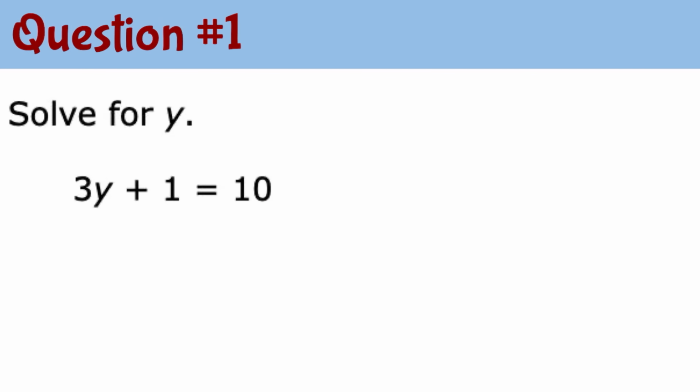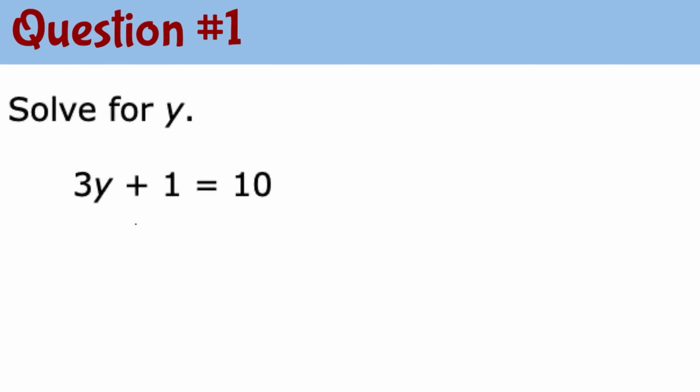Question number 1. Solve for y in the equation 3y plus 1 is equal to 10. So in this equation, the first thing that we need to do is to get the inverse of adding 1. And the inverse of adding 1 is subtracting 1. So we minus 1 from both sides. And 1 and negative 1 will cancel out. That's 0. So we have 3y is equal to 10 minus 1 is 9.